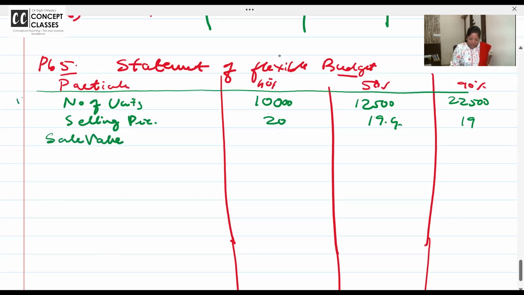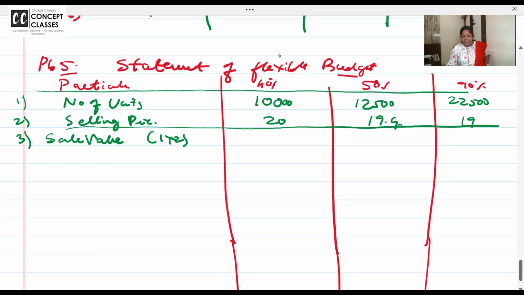Sales value. Shall we give them all numbering? It is so much fun the way I am doing it in steps. 1 into 2. It's fun to do it like this. 1 into 2. 19.4 into 12,500. 242,500. 22,500 into 19. Sale value.